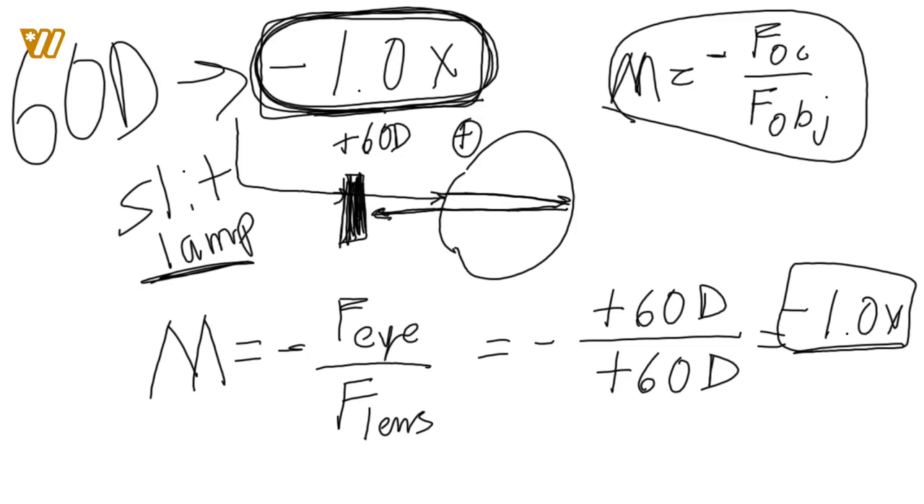Now, if you go on in your text, you'll see that a 78 diopter lens, if you put in 60 here and you erase this, and now we put in a 78 diopter lens, right?